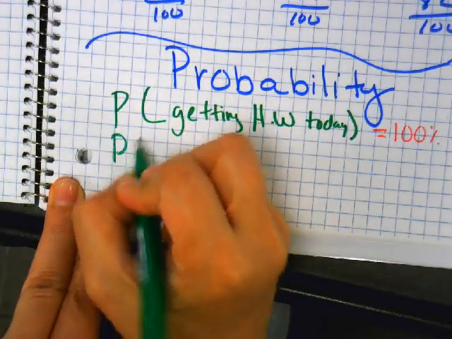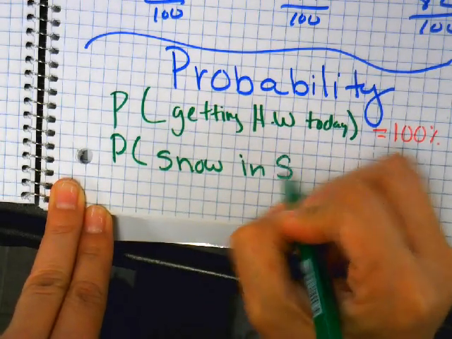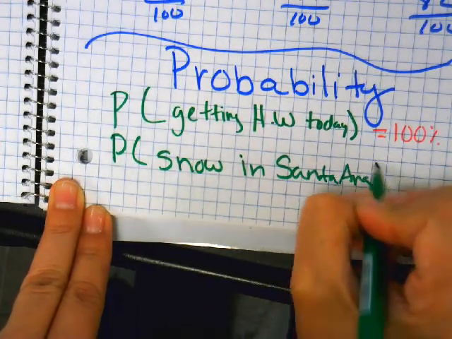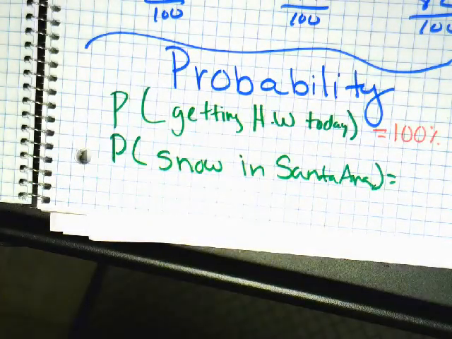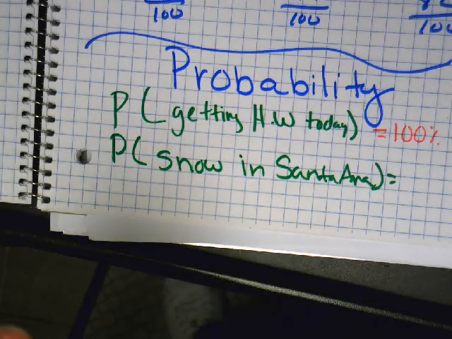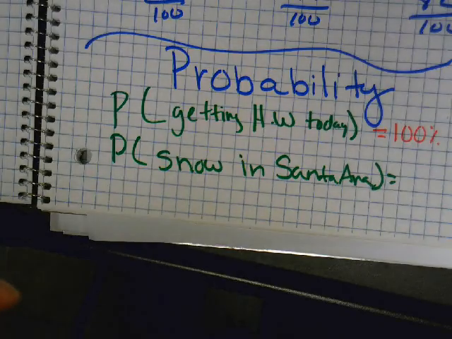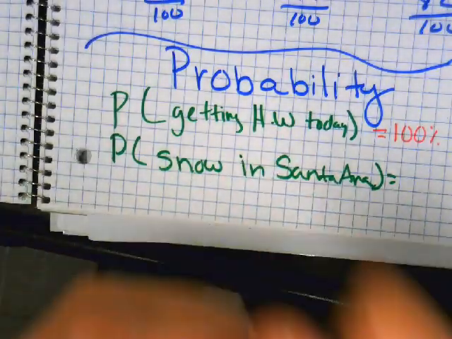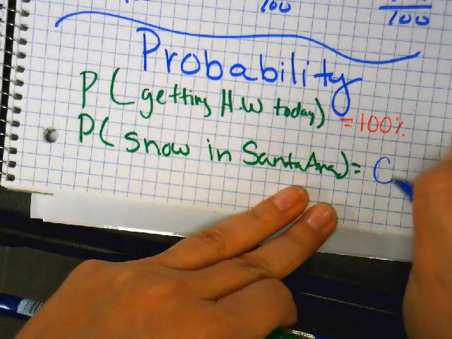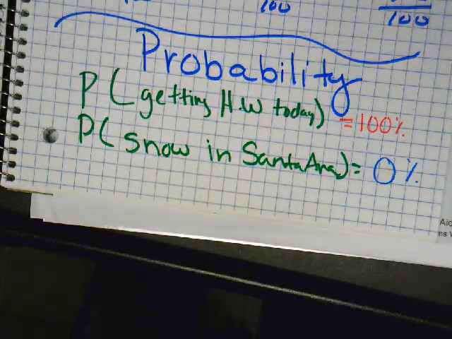Okay, probability that it's going to snow in Santa Ana. 22%. Should I make him stand outside for 2 seconds? No. Okay, especially on a day like today, right? What's the probability that it's going to snow today in Santa Ana? Oh, sorry, I should have wrote today. 0%. There is no way that it's going to snow today. Right?